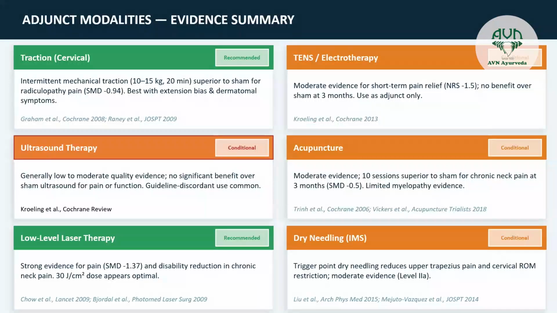And looking into TENS and electrotherapy, if the patient has complained of radiculopathy, we can go on with TENS. And if the patient is complaining of a point pain, then we'll be going with interventional therapy rather than TENS. Though the mechanisms differ, the effectiveness they give is remarkable. Even though it's mentioned as conditional, it is helpful in the initial days to reduce the pain, as well as to improve their quality of life to a certain extent.